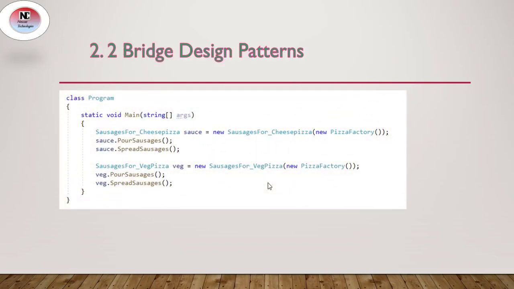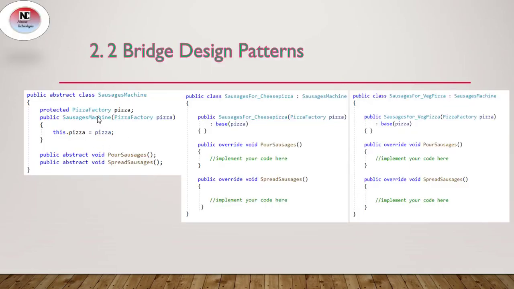Now in the client, say main is the client which presses the button of the machine. So it calls the specific sauce machine. Say I have clicked on cheese pizza. So it will create the pizza factory accordingly and it will pour the sausages according to this pizza. So this is the implementation which is called by the client.